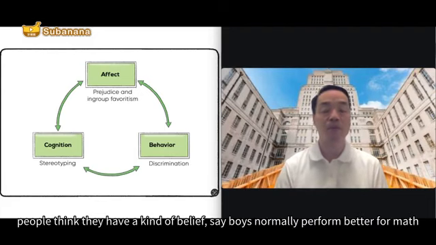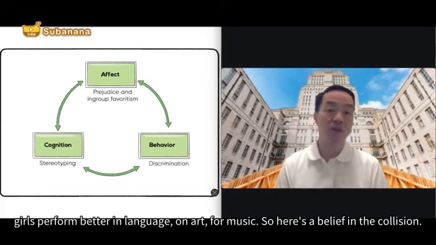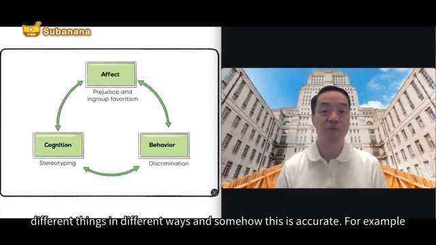For example, people will have a kind of belief, say boys normally perform better in math, girls perform better in language, arts, or music. So here is a belief, this is a cognition. This is not really anything you can blame, because people are free to think different things in different ways. And somehow this is accurate.